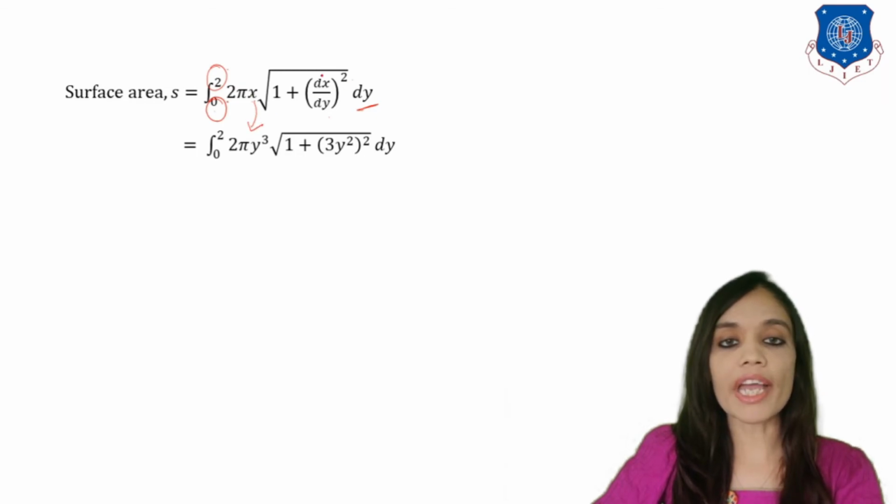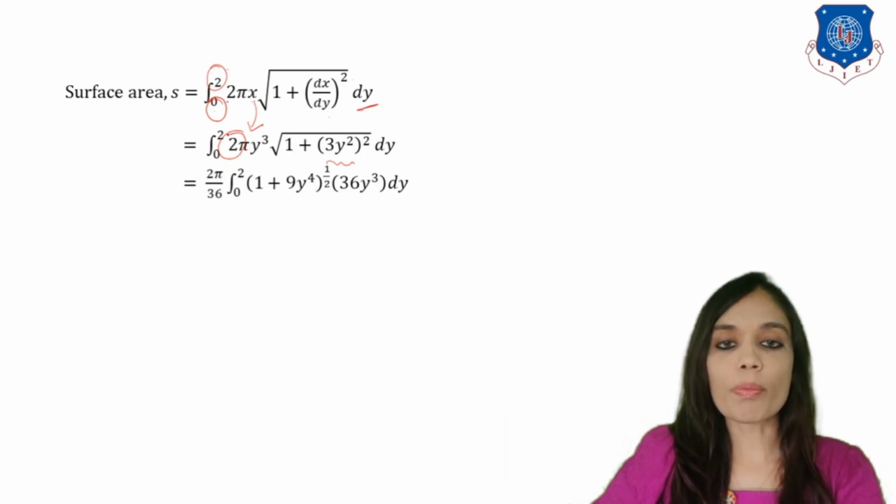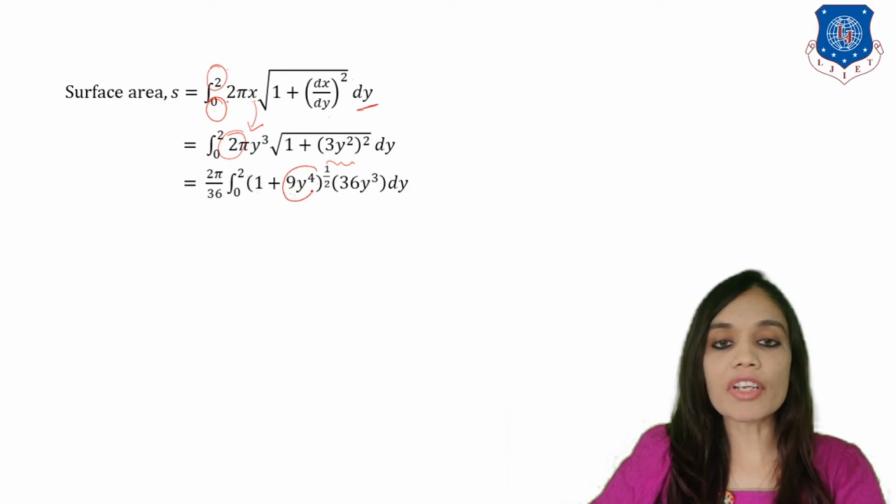It is y cube, and this is 3y square. So now let us simplify this. What we will get? Take this 2 pi outside. So 2 pi integration 0 to 2, here it will become (1 + 9y raised to 4) whole raised to 1 upon 2. Now in order to form the derivative of this term, we have multiplied and divided by 36. Here we have just formed the derivative of this term at this place.